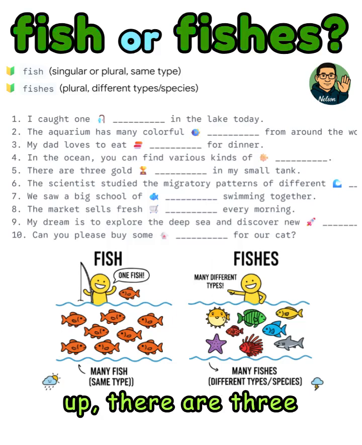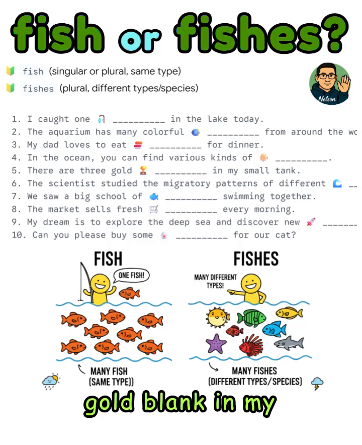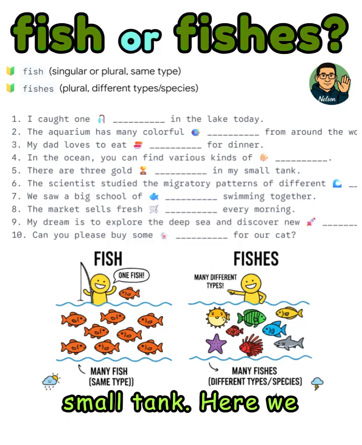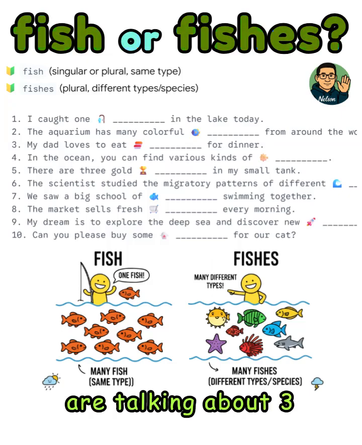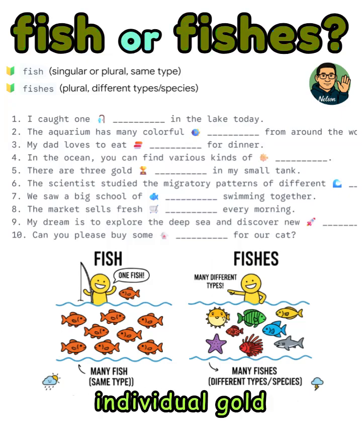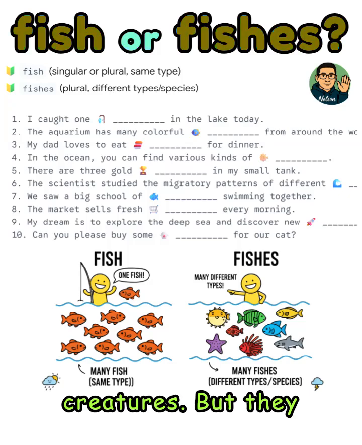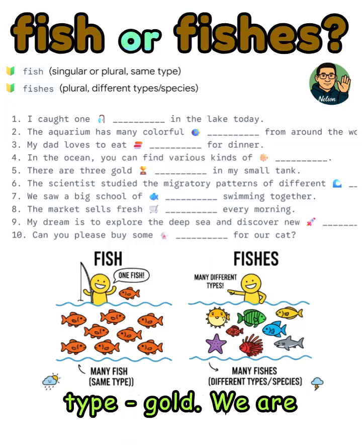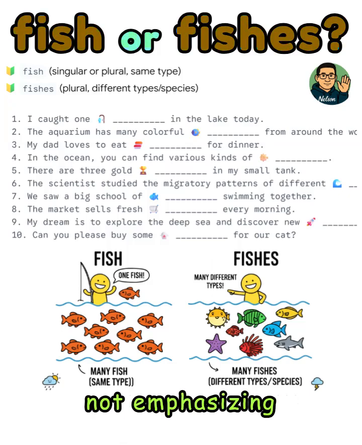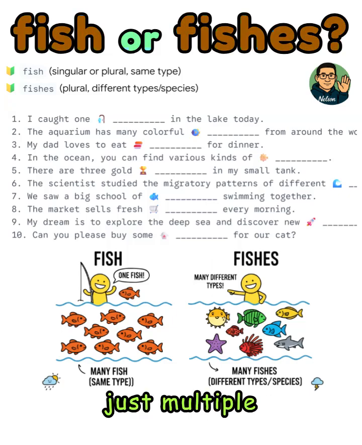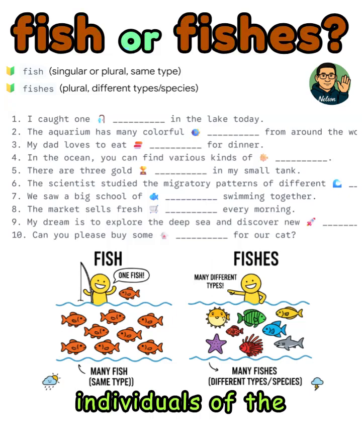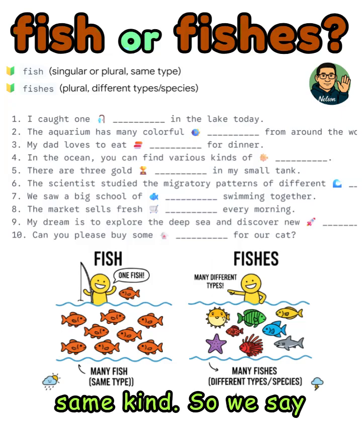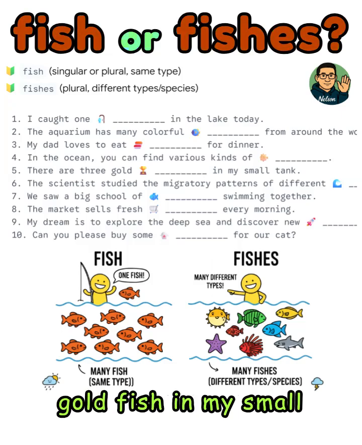Next up, there are 3 gold blank in my small tank. Here we are talking about 3 individual gold creatures, but they are all the same type, gold. We are not emphasizing different species, just multiple individuals of the same kind. So we say there are 3 goldfish in my small tank.